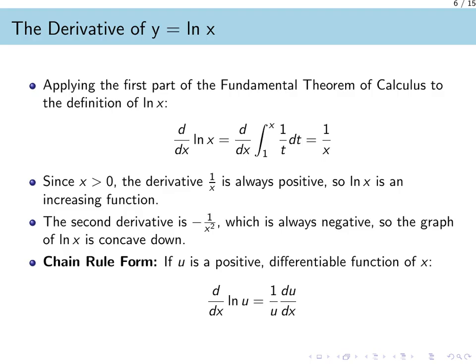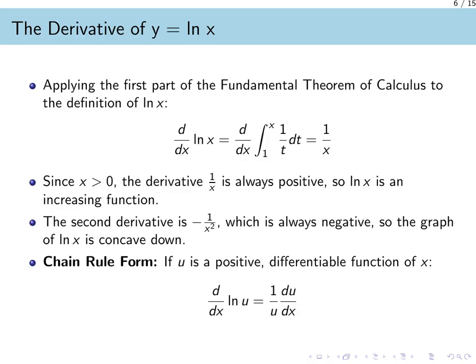Now I will show you one of the most elegant results in calculus: the derivative of the natural logarithm. By applying the fundamental theorem of calculus to the integral definition, we find that the derivative of the natural log of x is simply 1 over x. Since the domain of the logarithm requires x to be positive, its derivative 1 over x is always positive, which confirms that the natural log is an always increasing function.